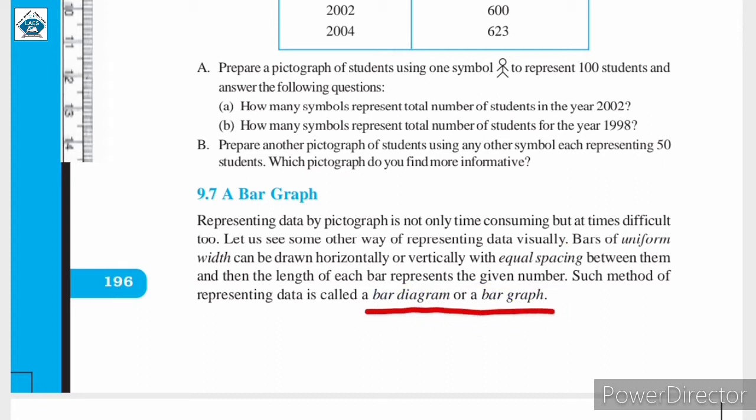क्या करेंगे हम? बार्स ड्रॉ करेंगे यूनिफॉर्म विड्थ का, यानी कि उनका थिकनेस इक्वल होगा और उनके बीच में जो स्पेसिंग है वो भी इक्वल होगी. हॉरिजॉन्टली ड्रॉ कर सकते हैं या फिर वर्टिकली ड्रॉ कर सकते हैं. और जब हम ड्रॉ करते हैं, the length of the bar, जो बार का लेंथ होगा, that will represent the given number. Let us consider an example of a bar graph to understand this better.